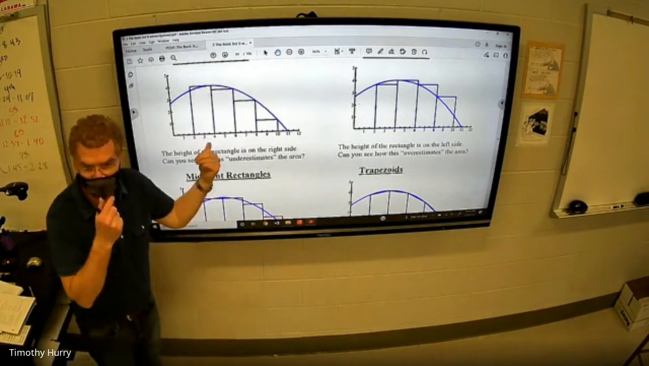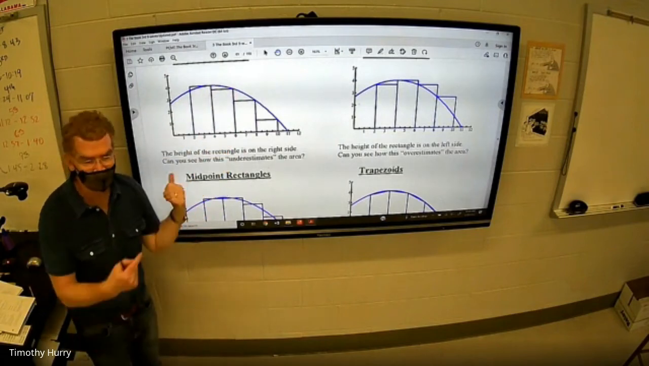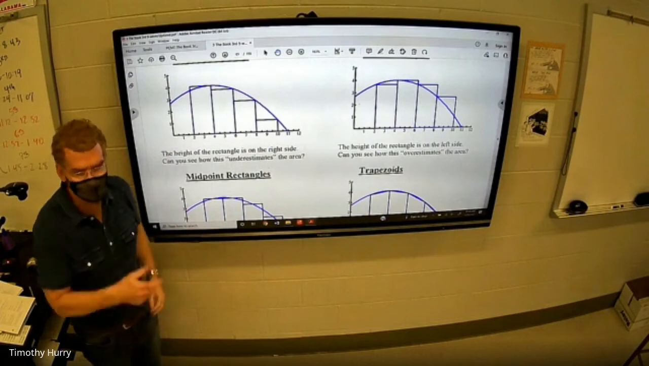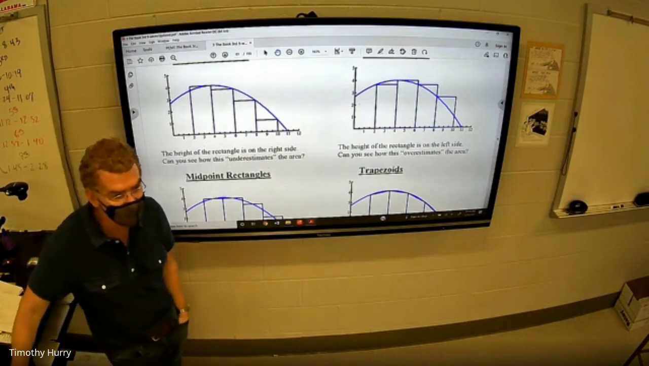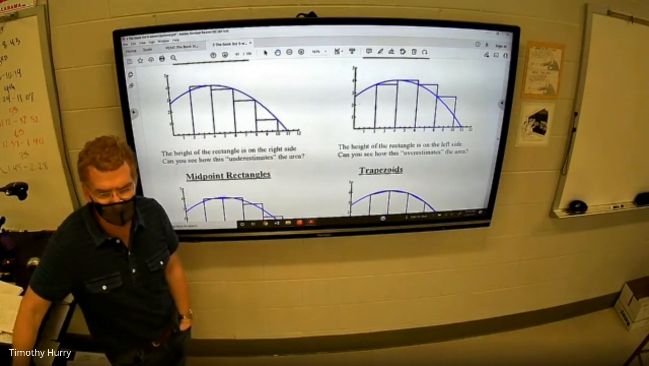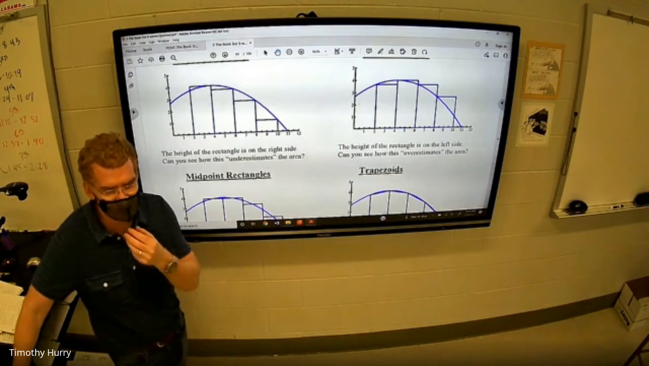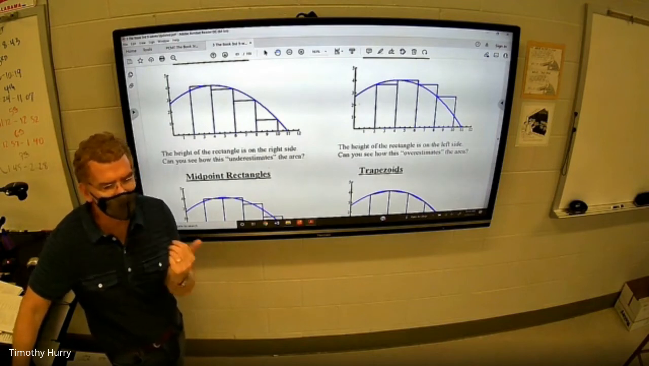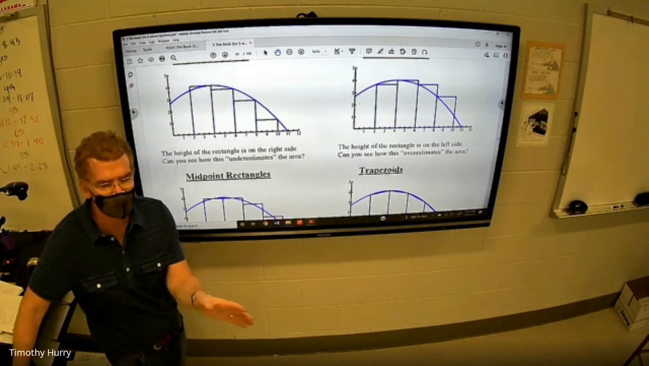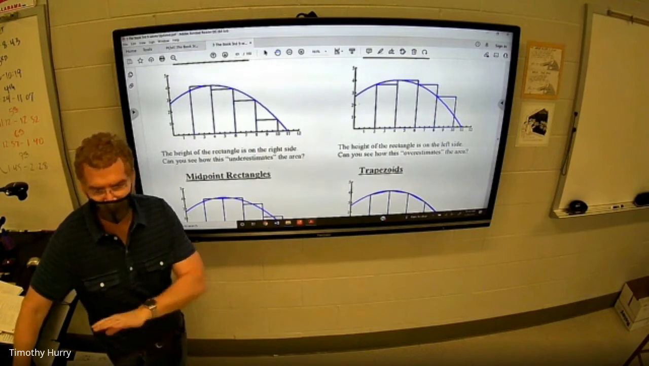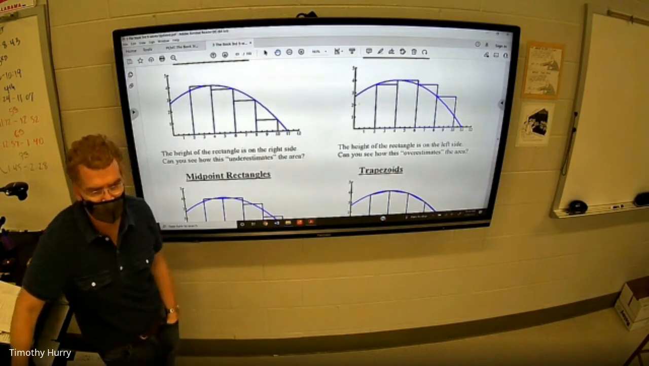Now, when I'm doing right, just like I did before, what am I going to end up when I find my area here? An over approximation? Under approximation. So this is actually a huge question on the AP test. Happens every year. So when do you know right hand over approximates? And when do you know right hand under approximates?